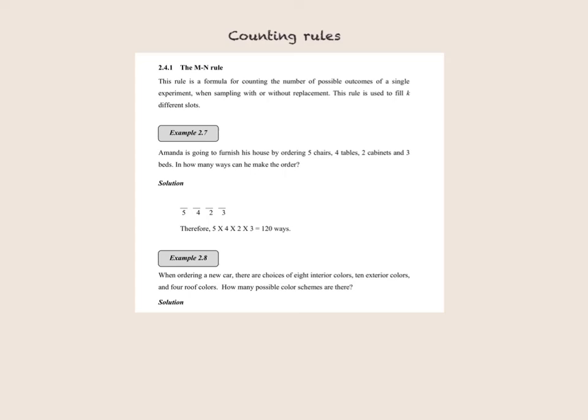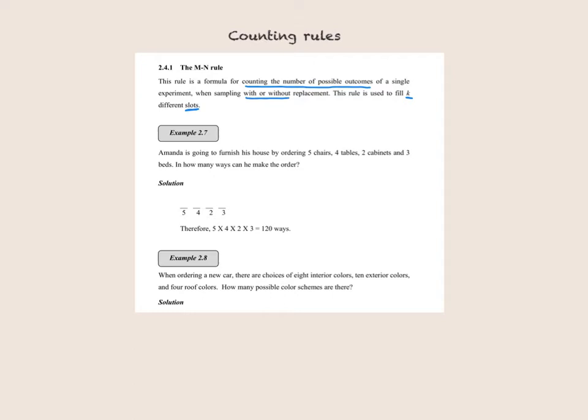Counting rules determine the number of possible outcomes that exist for a certain broad range of experiment. It can be extremely useful in determining the probabilities. So subtopic 2.4.1, the MN rules. This rule is a formula for counting the number of possible outcomes of a single experiment when sampling with or without replacement. This rule is used to fill k different slots.